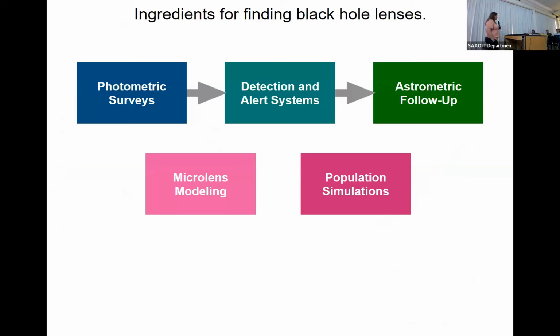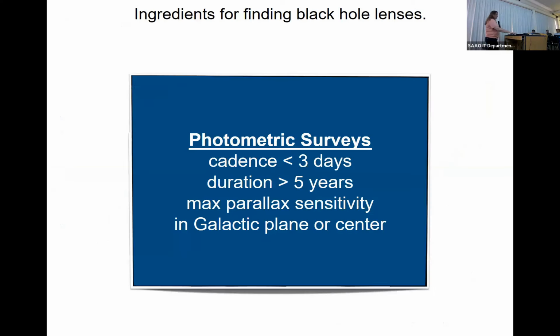Okay, so here are all the ingredients that go into finding black holes. We have to have first photometric surveys to find the microlensing events. Somebody needs to tell us there's a microlensing event and it's not a supernova or a flare star. Then we need to trigger astrometric follow-up, at least today. Then we have to do all of our microlensing modeling and population simulations, and I'll walk through each of these and tell you a little more about them.